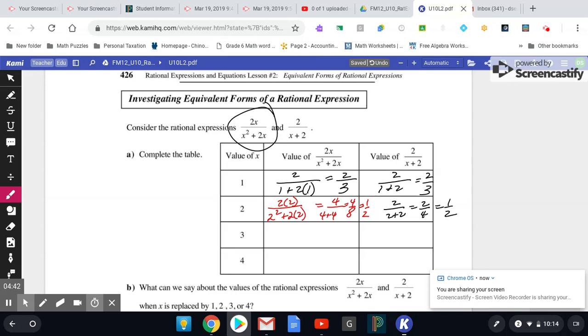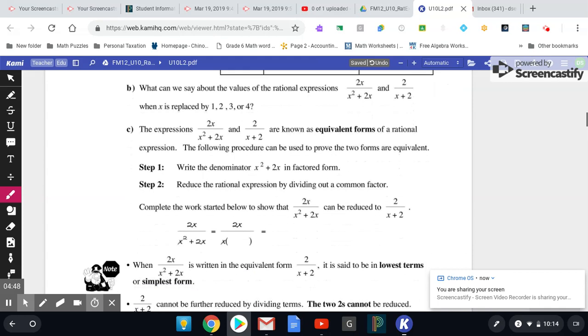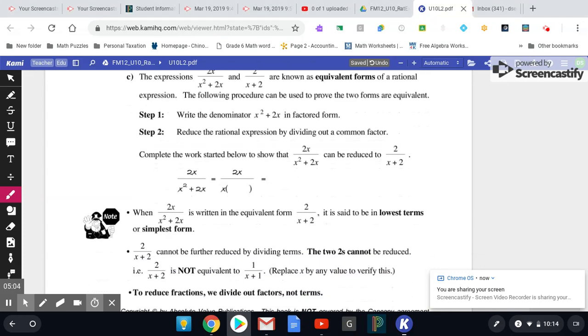So we have these two different looking expressions that actually, when I put in numbers, give me the same answer. So I'm just going to say they're all the same. They're known as equivalent forms. The following procedure can be used to prove the two forms are actually equivalent. What you want to do to prove they're equivalent is first factor the denominator, then reduce by dividing out or canceling the common factor.